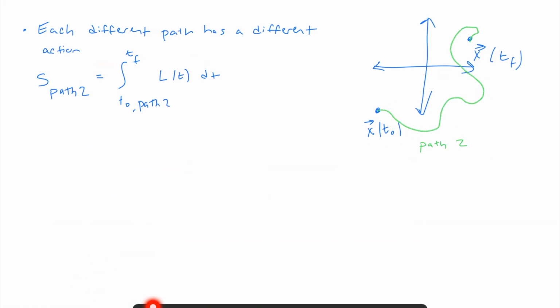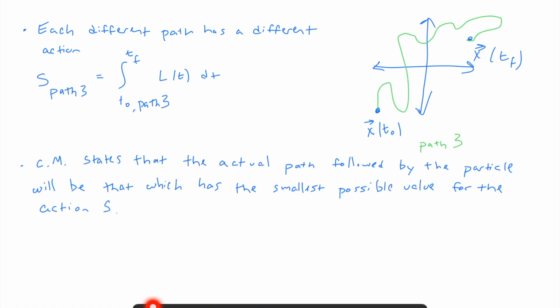A different path, obviously, will have a different action. So this is the action for path 2. You integrate now over this path and over L dt, Lagrangian times dt. Path 3 obviously has a different action as well. So you saw 3 different paths, they have 3 different actions, and then obviously you have an infinite number of different paths, each of which has its own particular action.